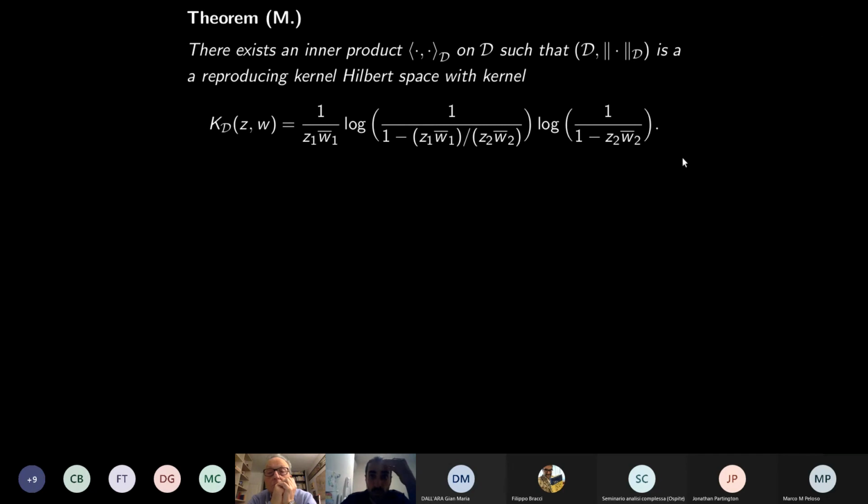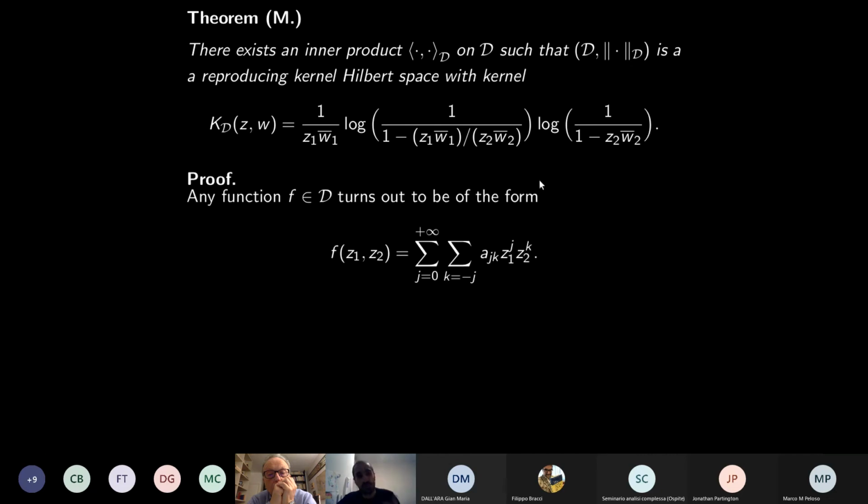Is the following one, where logarithm terms appear. So we have 1 over z1 omega 2 bar, and then we have the product of this logarithm here. So this is okay. This is the log of this diagonal term and the log of this term here.